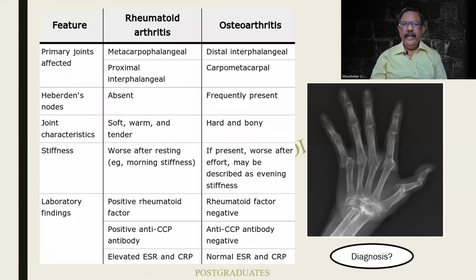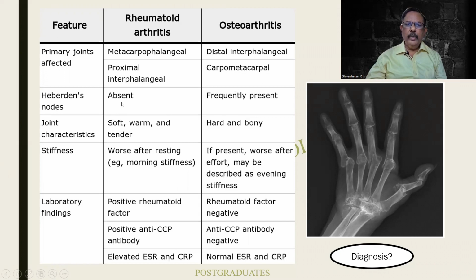Before I plunge directly into the topic, a word about the difference between rheumatoid arthritis and osteoarthritis. Both of them occur beyond 40 years of age, rheumatoid in a relatively older age. In rheumatoid, the joints involved are the metacarpophalangeal and the proximal interphalangeal, whereas in osteoarthritis, it is the distal interphalangeal joint and the carpometacarpal joints.